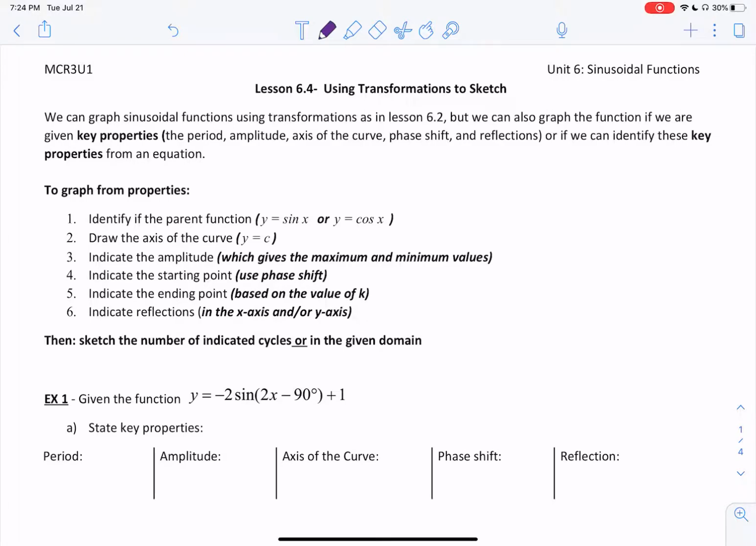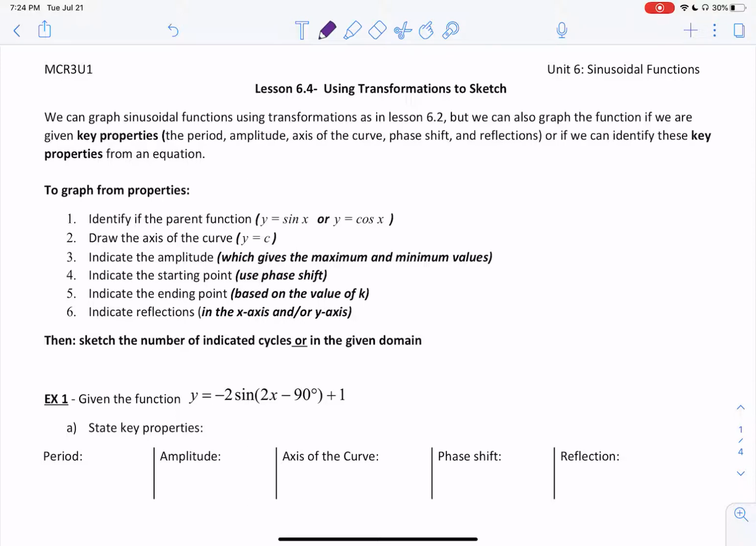For this lesson, we're going to be using transformations to sketch our sinusoidal functions. So we can graph our sinusoidal functions using transformations, but we can also graph them if we're given the key properties. And by that I mean if we're given the period, amplitude, axis of the curve, phase shift, and reflections. If we can also identify these key properties from an equation, then we can use those to graph our curve as well.